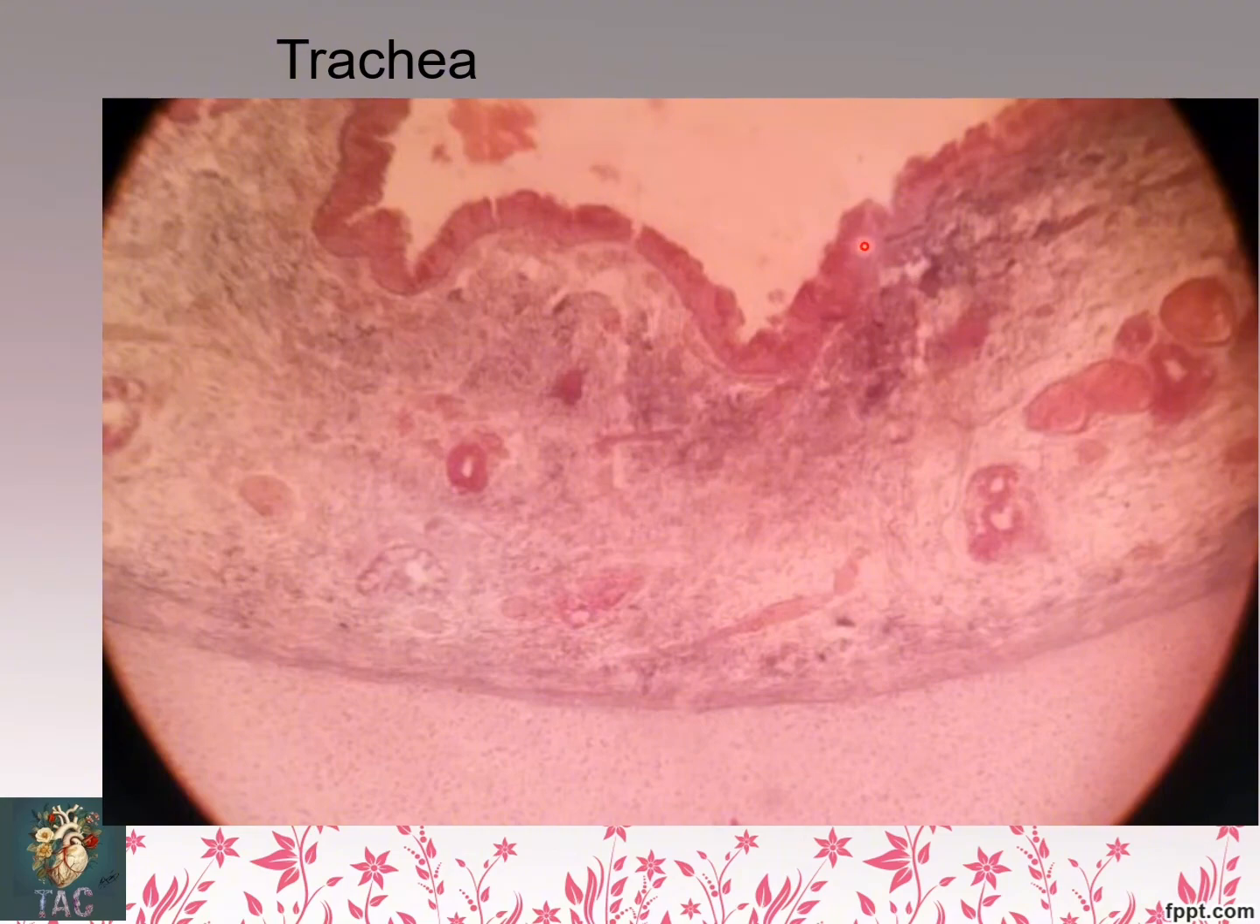Again you can see this is the mucosa, which again consists of the pseudostratified columnar ciliated epithelium and lamina propria. Beneath this is the submucosa, which contains glands, and also some sections of the nerves as well. And then after the submucosa there is the cartilage. This is hyaline cartilage. So this is another slide for the trachea from your histology lab.